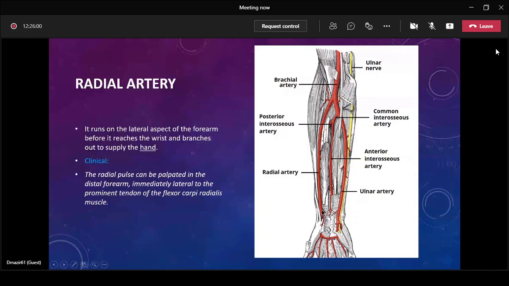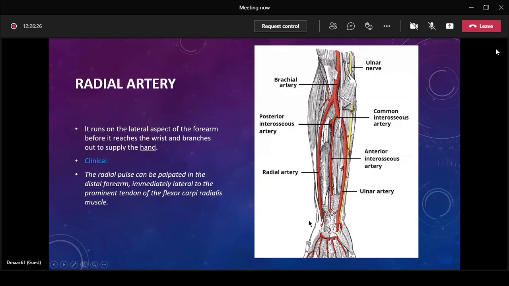Moreover, it is the common site for coronary artery angiography. The common trend is the use of the radial artery. The other trend is the use of the femoral one, but the commonest approach these days in cardiology is the use of the radial artery for coronary artery bypass graft or stenting.